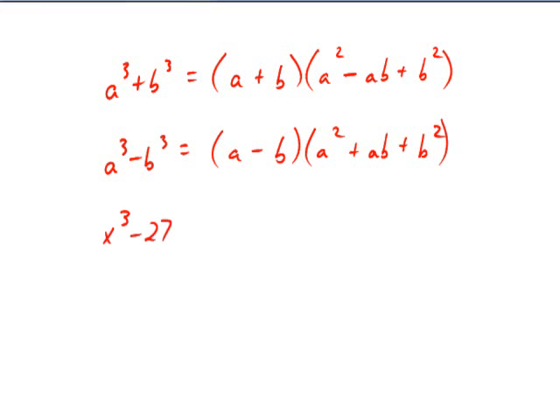x cubed minus 27. This is a difference of cubes in that we have an x cubed minus 3 cubed. So we can see we have a difference of perfect cubes. I use the parentheses to help me to pull out the a's and the b's for the factored form. Remember, because we have a difference of cubes, we're going to have a binomial times a trinomial.